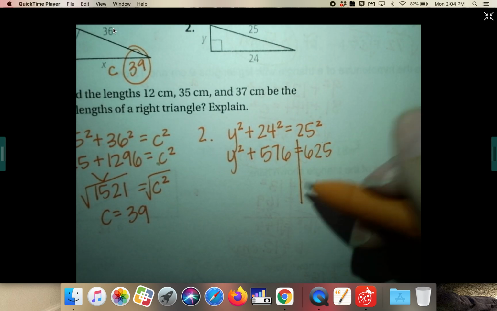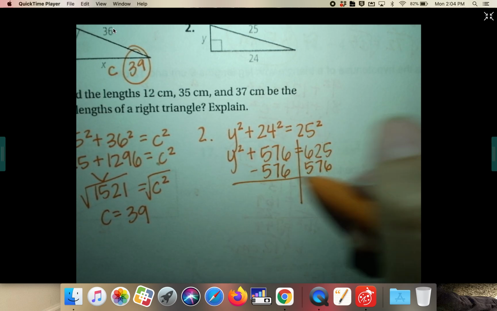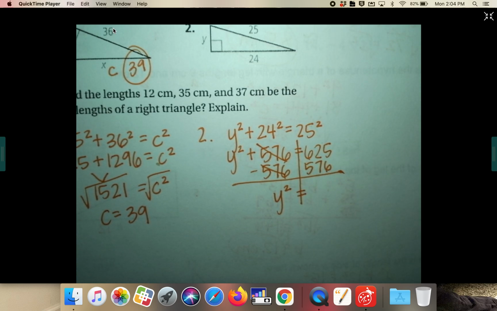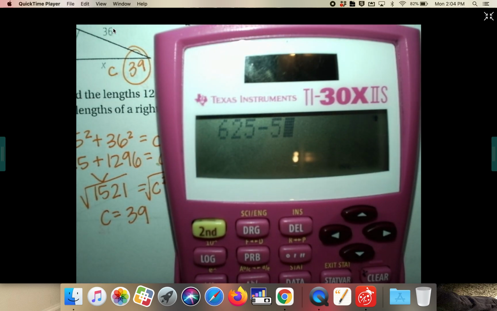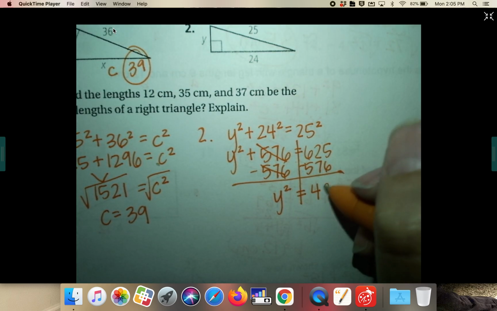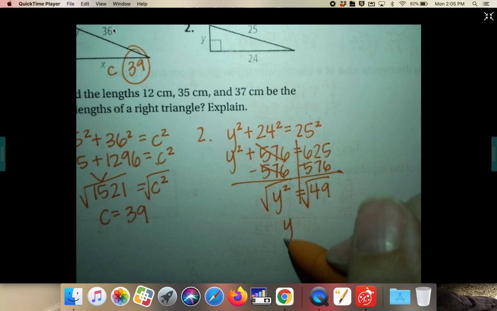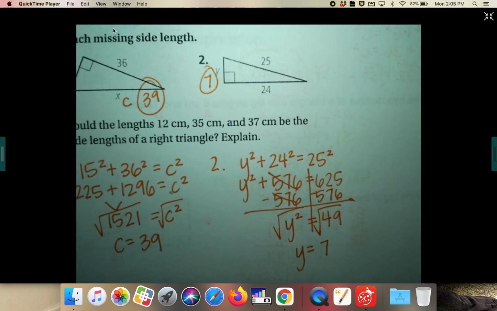So I will just solve the equation. And what I mean by that is I will subtract 576 on both sides. I will bring down my y squared. 625 minus 576 is 49, and I love seeing 49 because I know that's a perfect square. So when I square root it, it will mean y is equal to 7. So this should be 7.